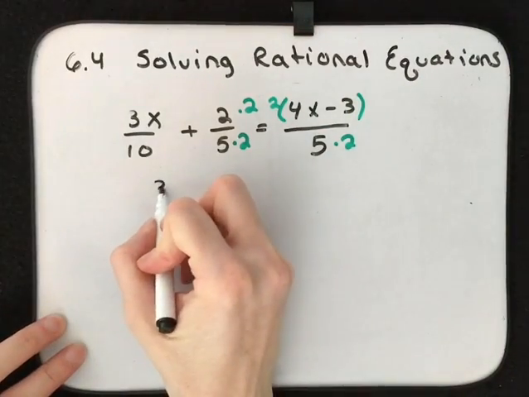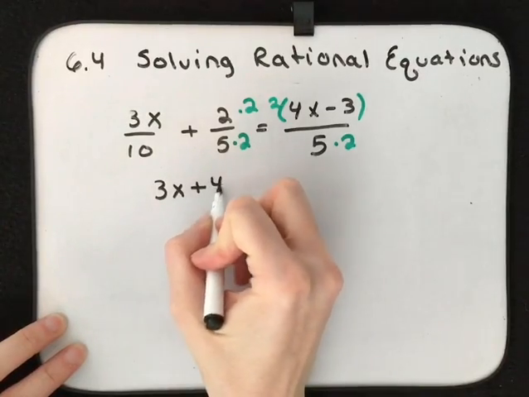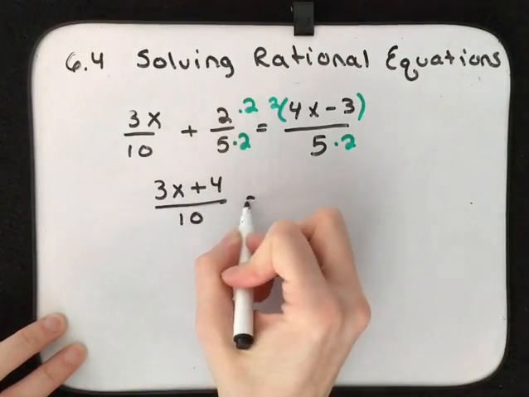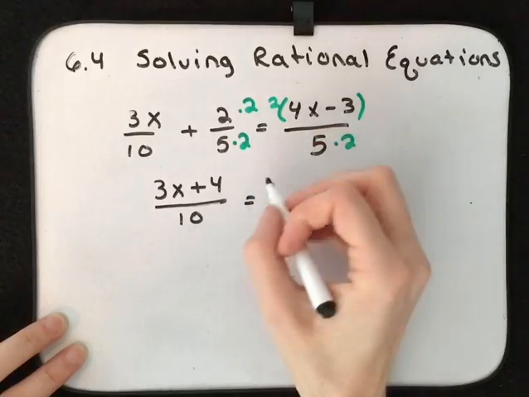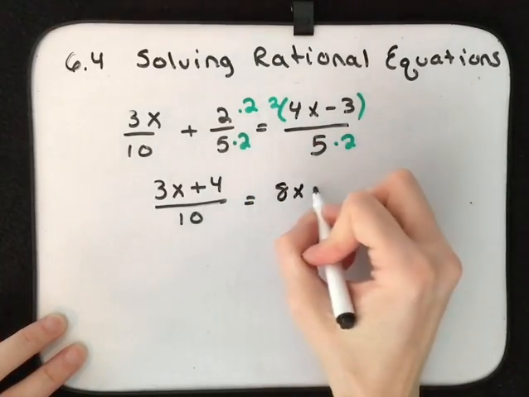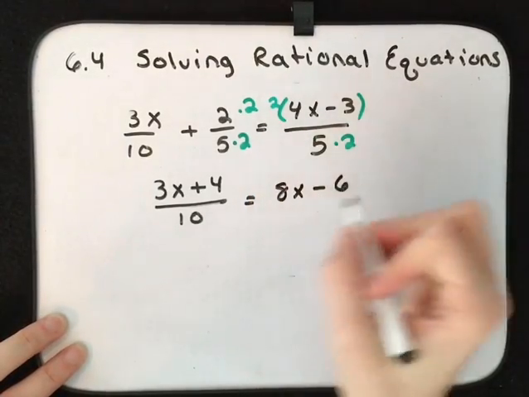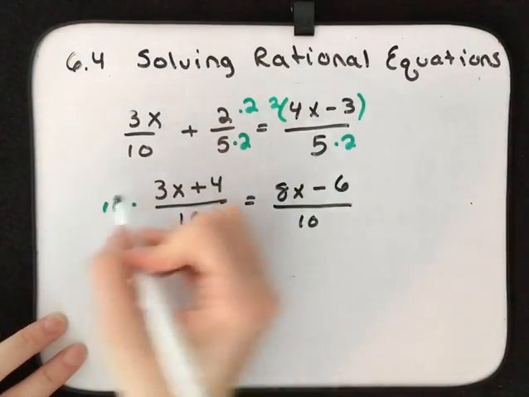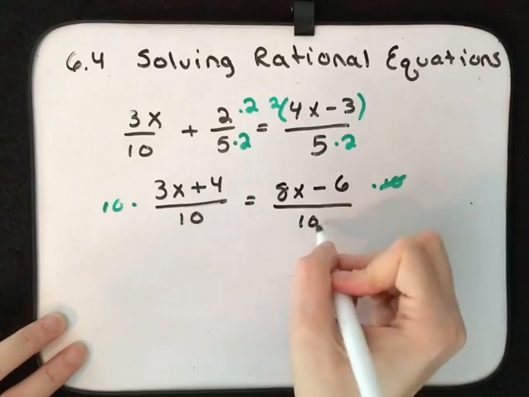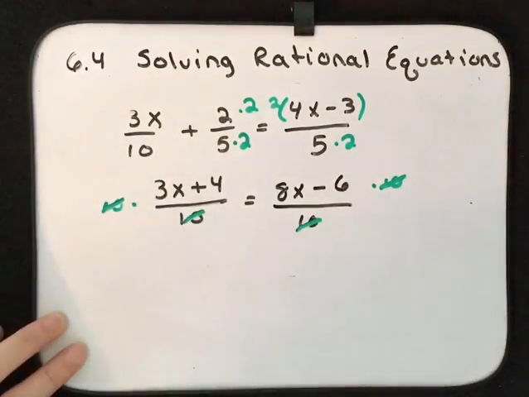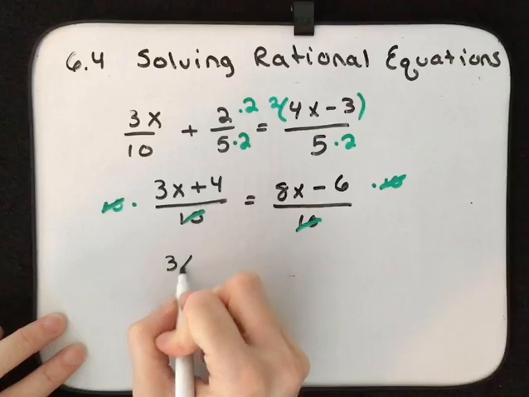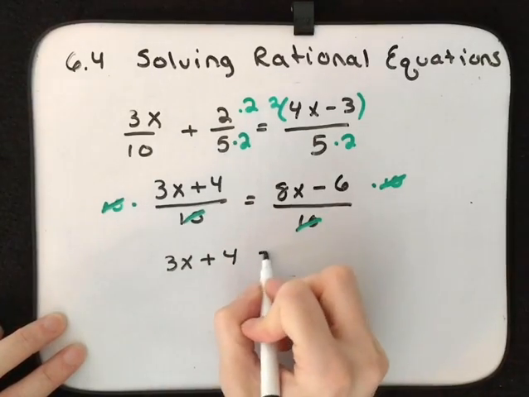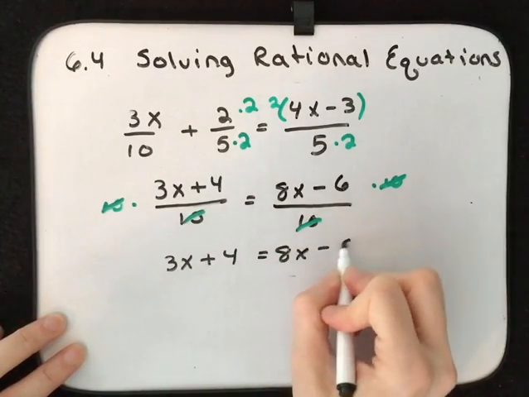That will give us (3x plus 4) over 10 equals 2 times 4x is 8x, 2 times 3 is 6. Now if I multiply this side by 10 and this side by 10, these 10s will cancel. Then we have 3x plus 4 equals 8x minus 6.